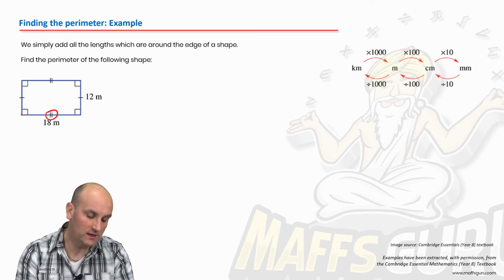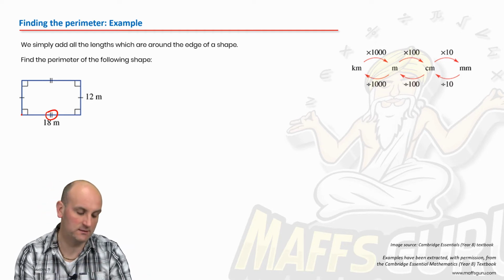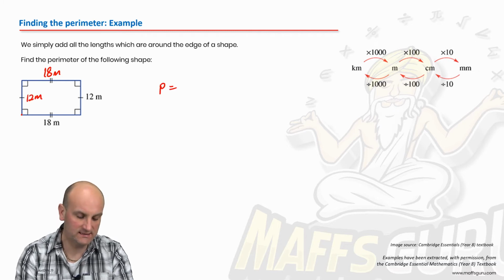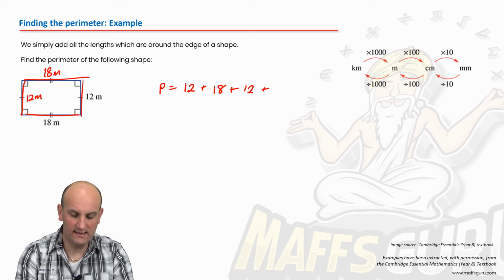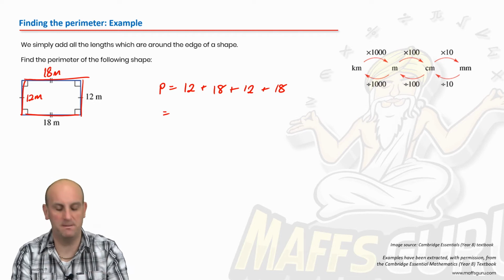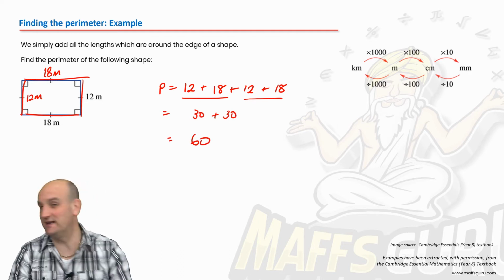I know that these two little lines here mean that those two sides are the same dimension. So again, I'm going to write 18 meters on here and 12 meters on there, and I'm going to write perimeter is equal to, let's start here and go up, 12 plus 18 plus 12 plus 18. Now, again, I can try and do all this in my head. I don't. I tend to break problems down bit by bit. So 12 plus 18 I know is 30. 12 plus 18 is also 30, which gives me 60, and that's my final answer.